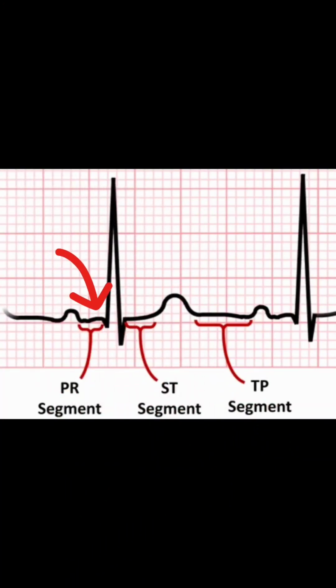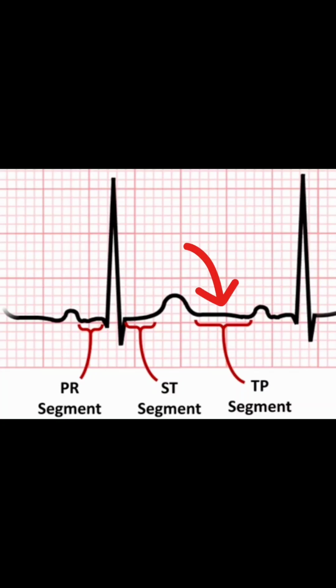This right over here is called the PR segment. The PR segment begins at the end of the P wave and ends at the onset of the QRS complex. This over here is the ST segment. The ST segment begins at the end of the QRS complex and ends at the onset of the T wave.